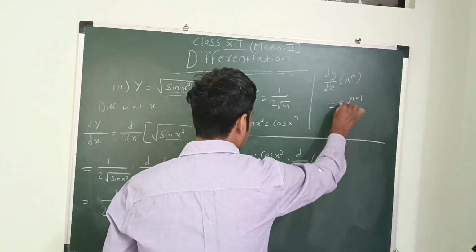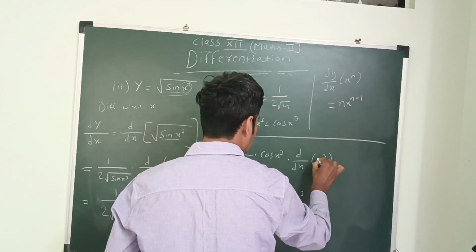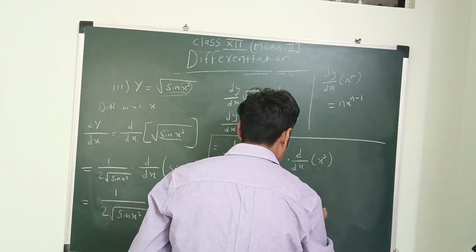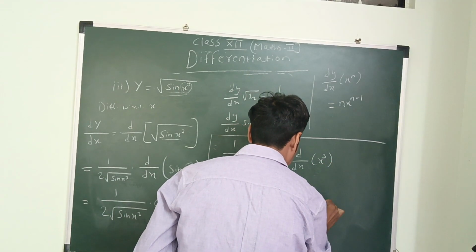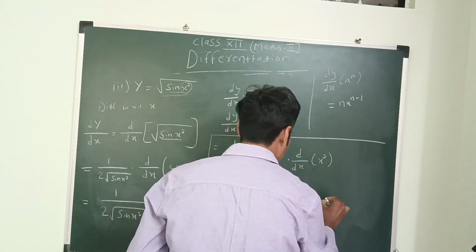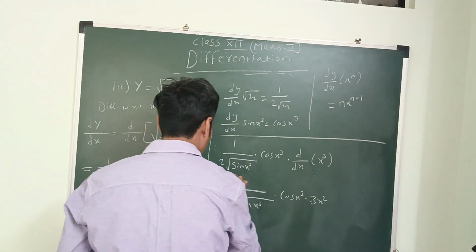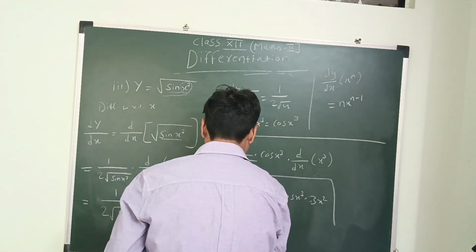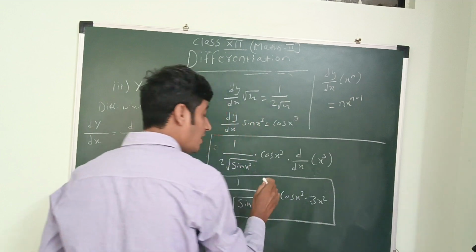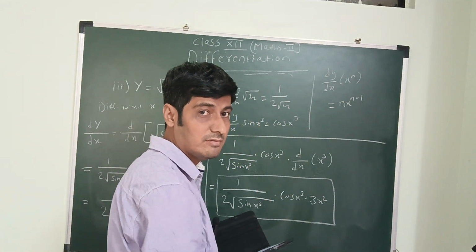So the result is 3x multiplied by 3 minus 1, which will be 2. So 3x square. This will be your final answer. Like this way you have to solve the sums for derivation.